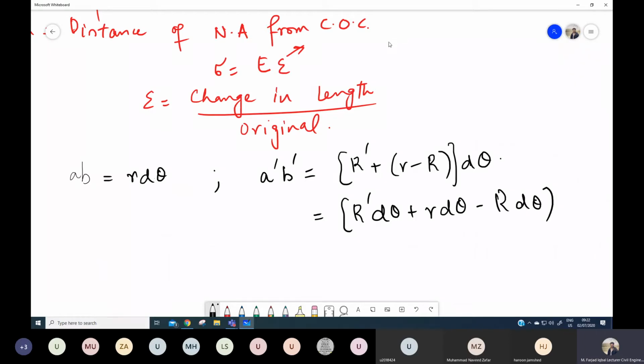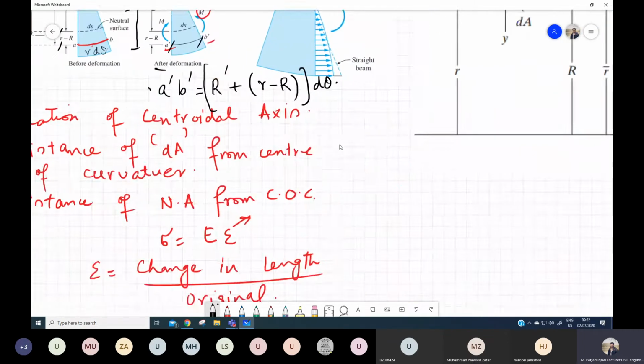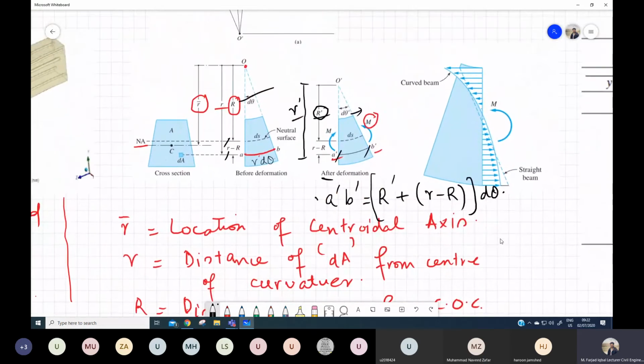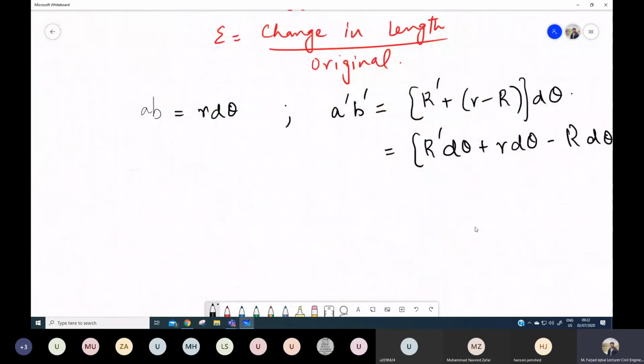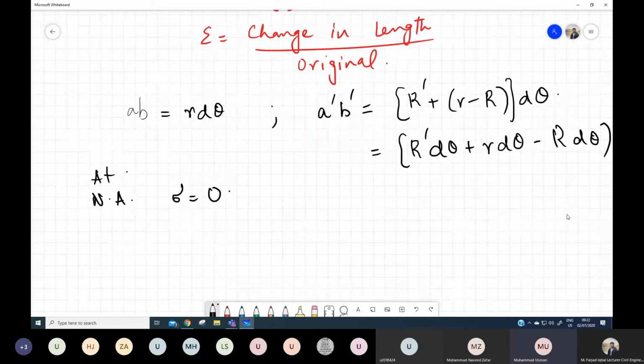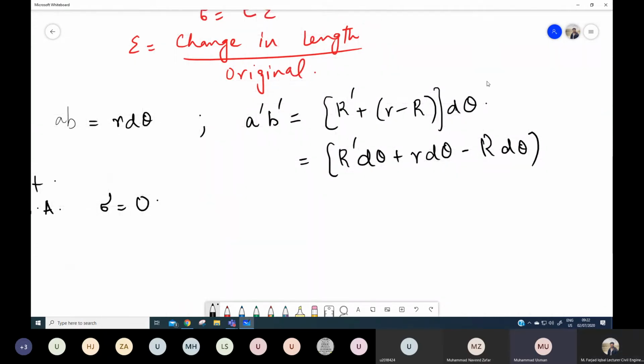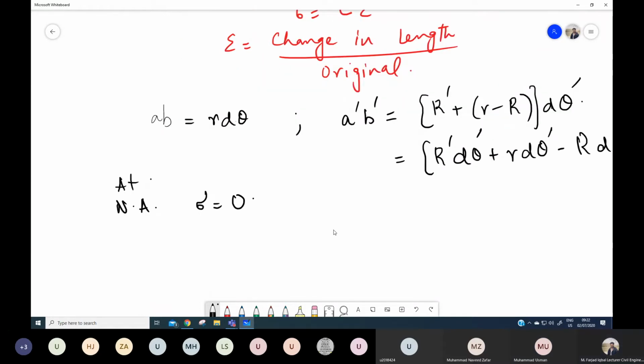Now you know one fact for sure, the simple definition of neutral axis: the neutral axis is the one on which the stresses are zero. Is there any question? Sir, won't this be d theta dash in this? Yes. So at the neutral axis, we know that the stresses are zero.